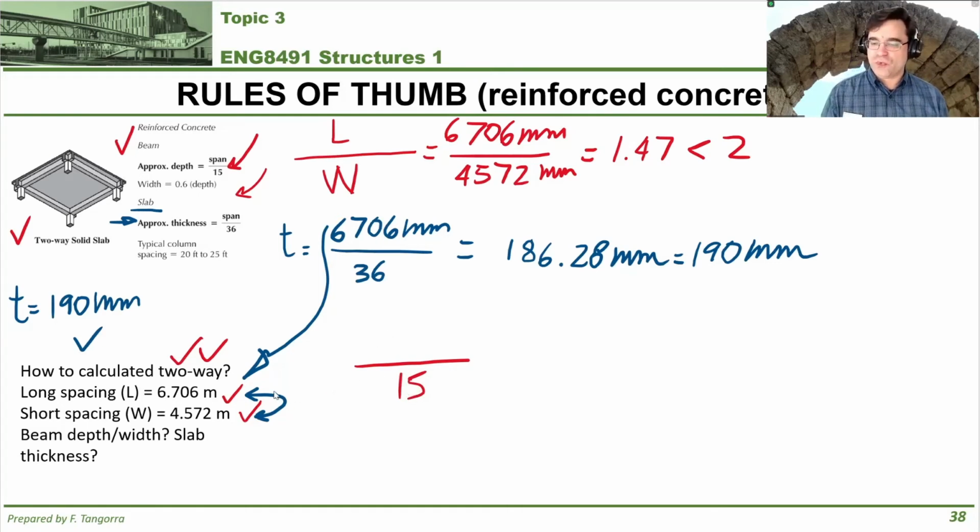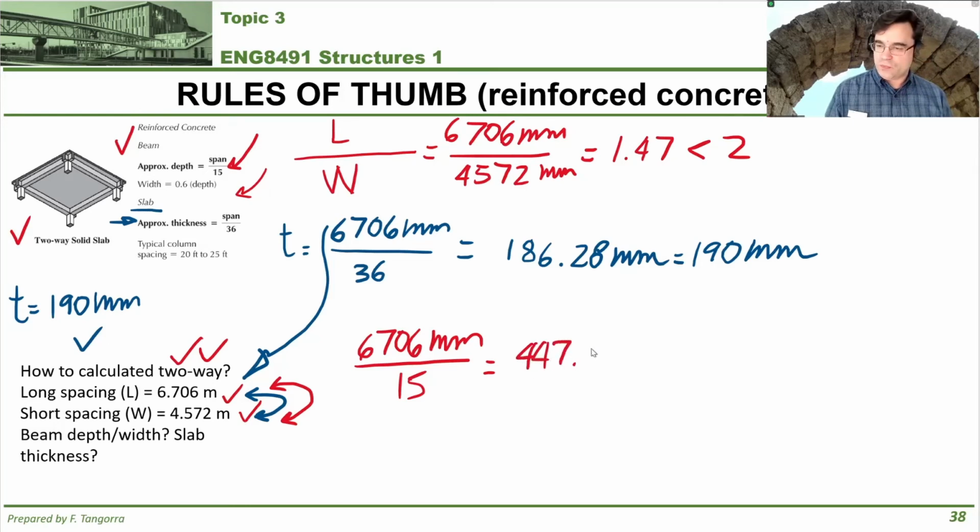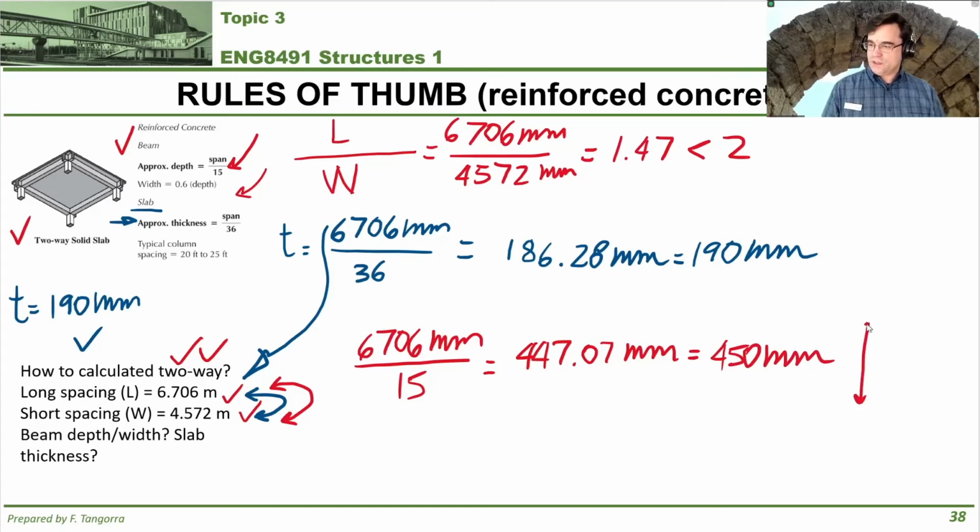Again, for two-way slabs, super easy. Always pick the larger one of these two dimensions of your slab. So in our case, it's going to be 6,706 millimeters. That's equal to, what do I get? Best 2 out of 3, it's 447.07 millimeters. Rounded to the nearest 5 millimeters, that's 450 millimeters. And again, remember that this vertical dimension is inclusive of the thickness of the slab.